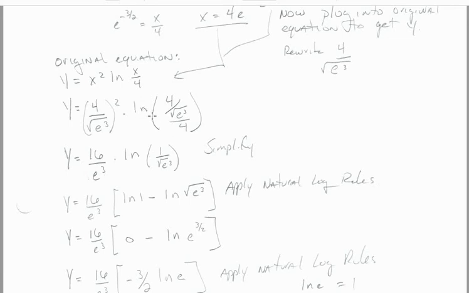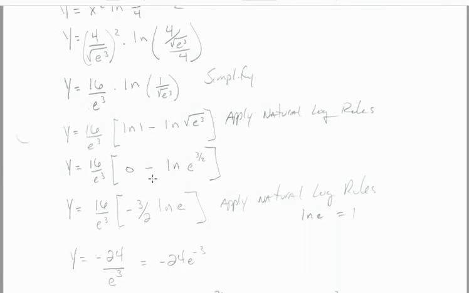And then once again, when we take natural log, we're going to have 4 divided by the square root of e cubed divided by 4. Those 4's are going to cancel, so we're left with the natural log of 1 over the square root of e cubed. Then we're going to use the division property to expand that out. So we're going to have 16 divided by e cubed. And remember, when we expand this out, that 16 over e cubed is going to have to distribute to each term. So we're going to rewrite that as natural log of 1 minus natural log of the square root of e cubed.